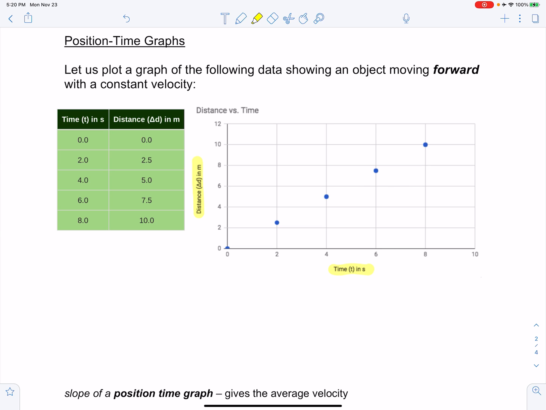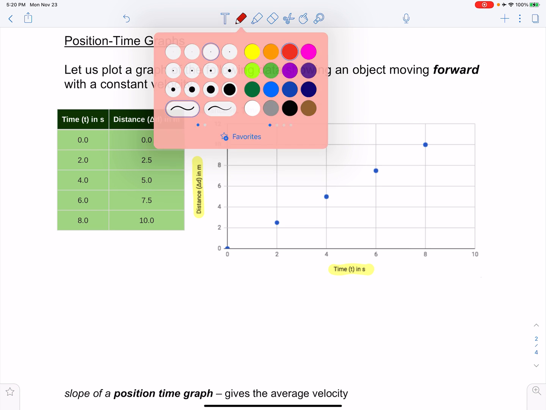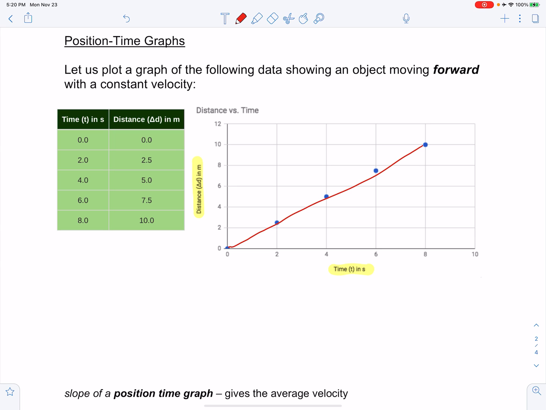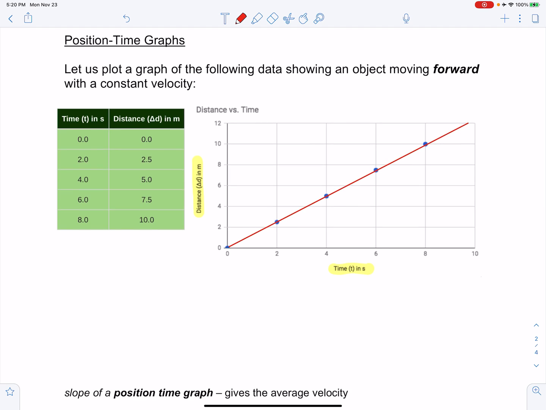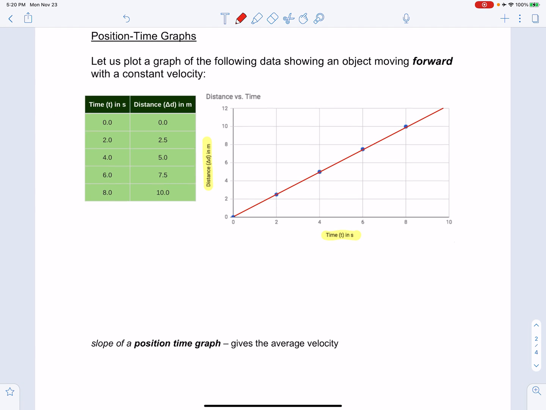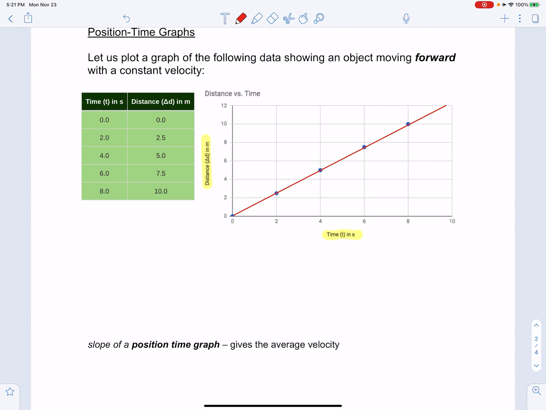So here we have an object moving forward, and we can see that there's a pattern formed here, that this object is traveling at a constant rate. And we know it's a constant rate because it's producing a straight line. If you have a position time graph, there's important information that you can gather from a position time graph, and that is the following.